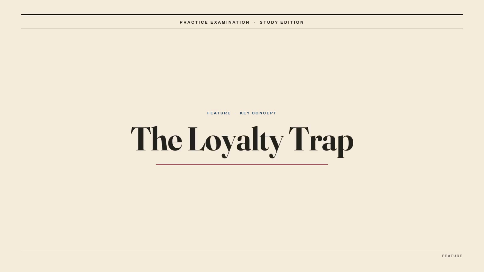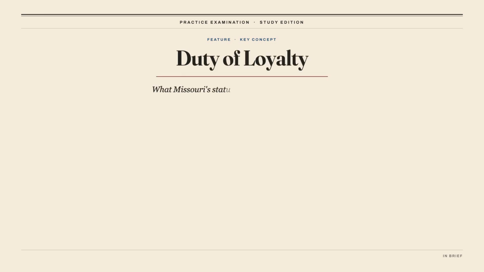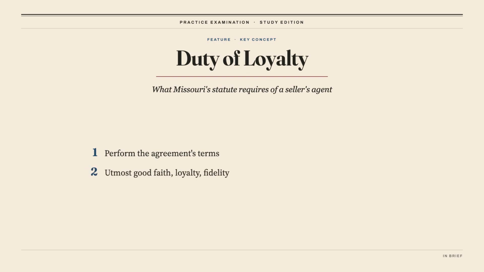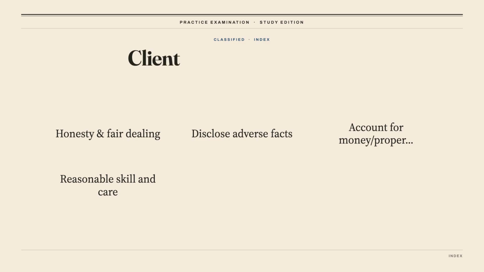An agent means well, chatting with a buyer about offers and financing, but that helpful conversation is the most common breach of loyalty in residential practice. Missouri's brokerage statute states this in strong terms: an agent must perform the agreement, act with utmost good faith, loyalty and fidelity, and seek a price acceptable to her own client. Loyalty here is directional, running to one party only.